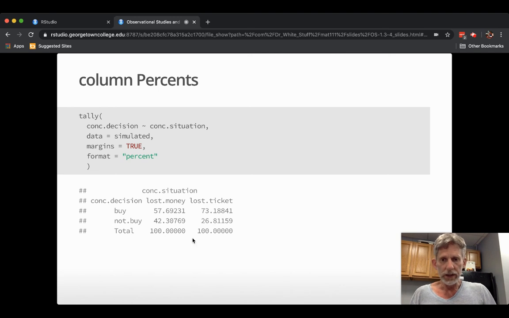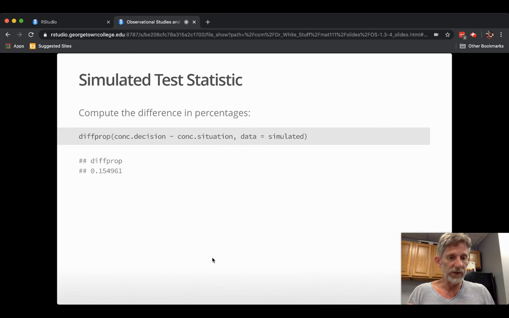I've got it tried here, and when I look, there's 57% who said they'd buy if they lost money, and 73% who said they'd buy if they lost a ticket. And that's actually a fairly big difference. 73 minus 57 is about a 20. No, it's about a 16% difference. Yeah, 15.49% is the difference if you try out diffprop.